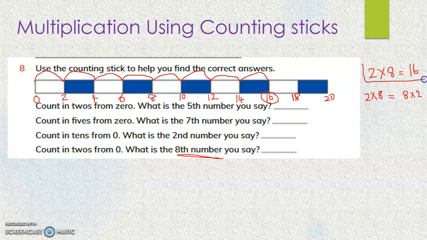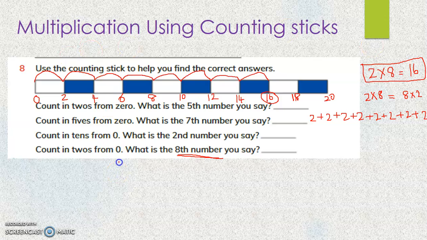Now, this is called the multiplication statement. This is repeated addition. If we write it as addition, it is 2 plus 2 plus 2 plus 2 plus 2 plus 2 plus 2 plus 2. That is, 2 added 8 times. 2 plus 2 is 4, 4 plus 2 is 6, 6 plus 2 is 8, 8 plus 2 is 10, 10 plus 2 is 12, 12 plus 2 is 14, 14 plus 2 is 16.